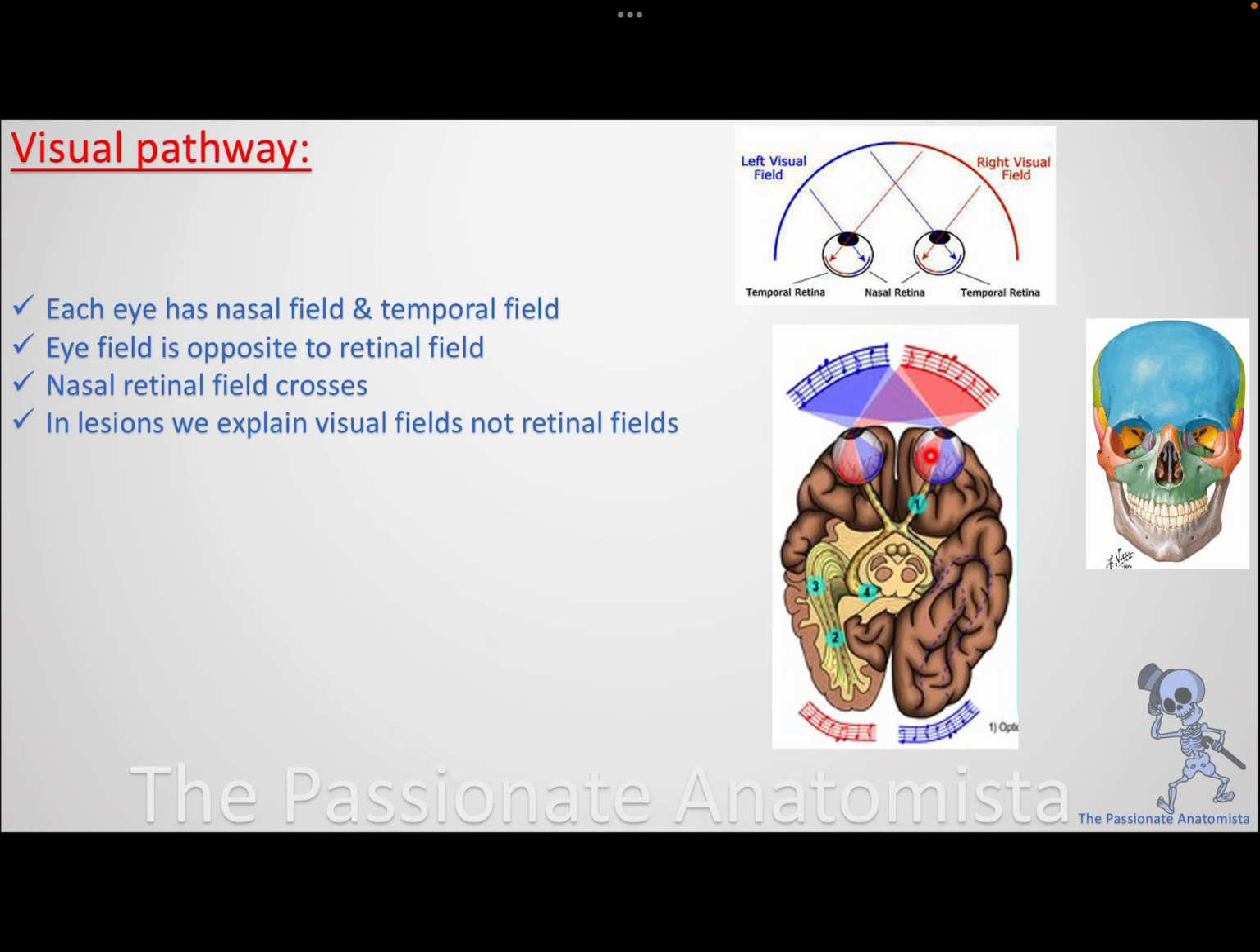The right eye sees with the right optic nerve, and the left eye sees with the left optic nerve. The nasal retinal fields cross, which means the temporal visual fields cross. That part crosses to the other side, and once we cross, we form the tract. After the tract, we relay in the lateral geniculate bodies, and from there we form the optic radiation, which reaches the occipital lobes so that you can see.